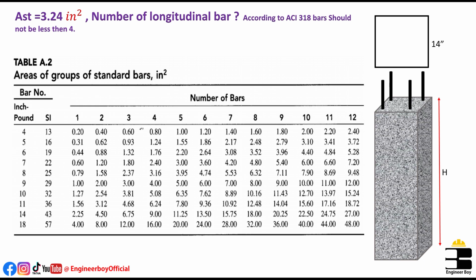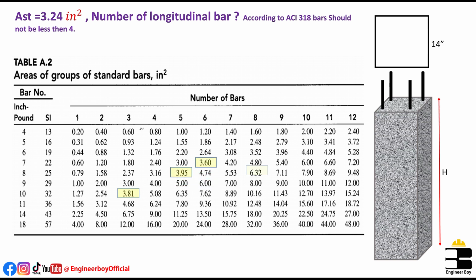And as you can see, we have this table. Here is a nice table, and I have taken the same table from the same book written by Nelson, Reinforced Concrete Design. This table is going to tell us how many bars we need and what the bar diameter should be. As you can see, the area of steel, AST, is 3.24, so I'm going to pick values near to that or equal to that.